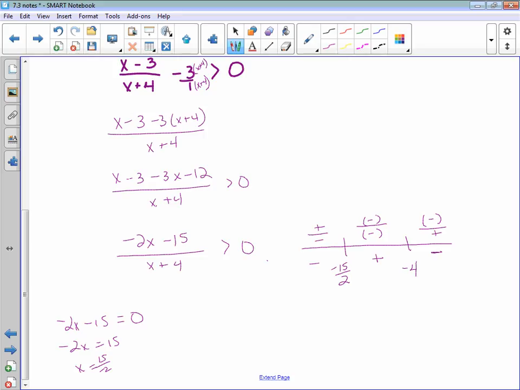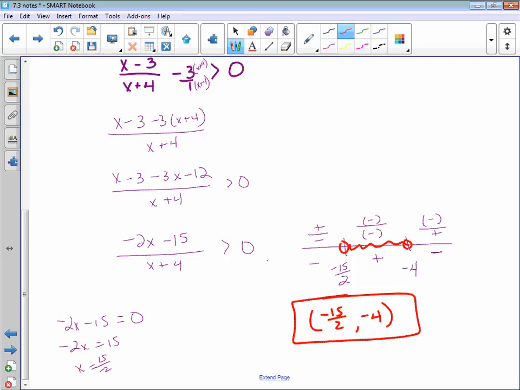All right, I want greater than 0 this time. So where is that? Between, not including, right? So you would say soft bracket, negative 15 over 2, negative 4. It says greater than, not greater than or equal to. And guys, even if it said greater than or equal to, would you include the negative 4? No.